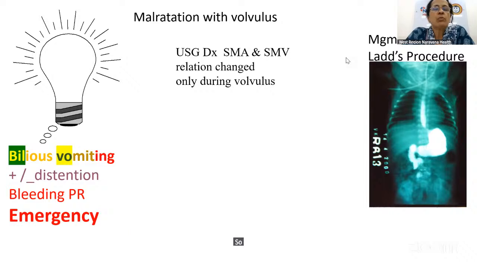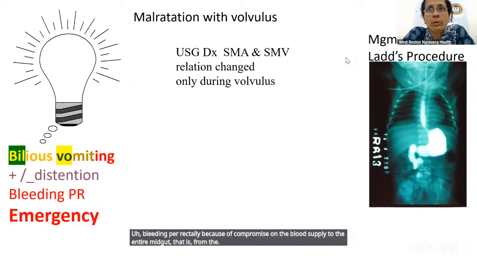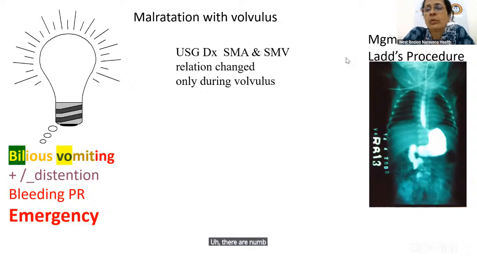So there will be bilious vomiting with or without distension. Late, if the baby is not sent early, then there can be bleeding per rectum because of compromise of the blood supply to the entire midgut, that is from the duodenum till almost the mid transverse colon.